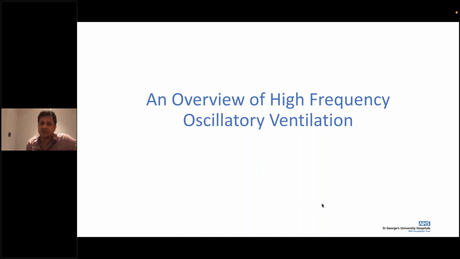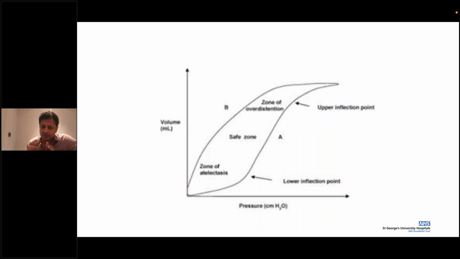We'll quickly, gently go through high frequency oscillatory ventilation. When I talk about volume control ventilation, we're really talking about 4 to 7 mL per kilo. Now, if the baby is getting sicker and sicker, you really want to go up on the mean airway pressure that I was talking about. In that case, you still want to be in the safe zone and yet ventilate this baby.